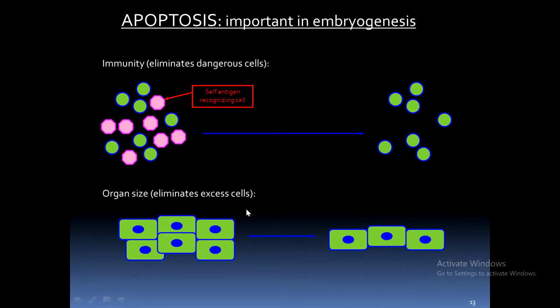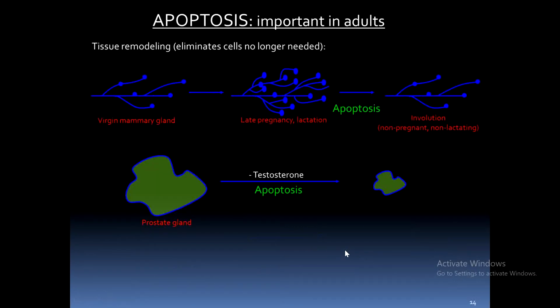Then organ size. This is very, very common. After parturition in women, after the delivery, the size of the uterus has to come back, and this can be achieved by the process of apoptosis.